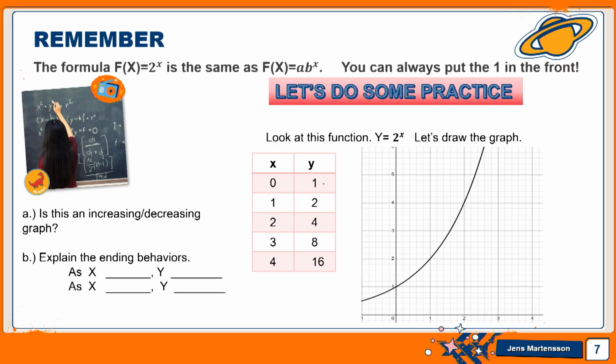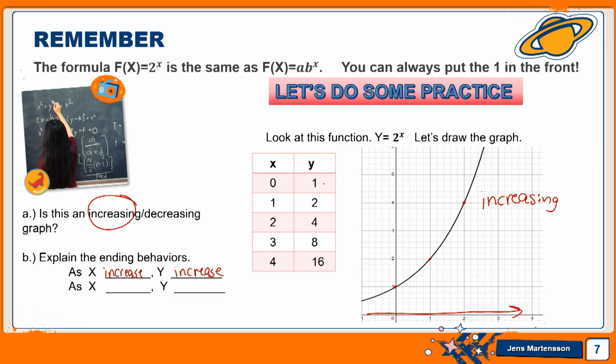Is this an increasing or decreasing graph? We've already said that it's increasing. So it's increasing. Now, explain the ending behaviors. So as my x's increase, meaning get bigger, what happens to my y values? So I had 0, 1, 1, 2, 2, 4, and so on. As my x's increase, what happens to my y values? They also increase. Good job.